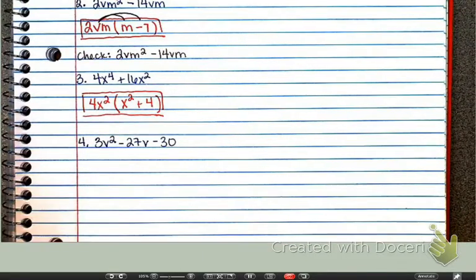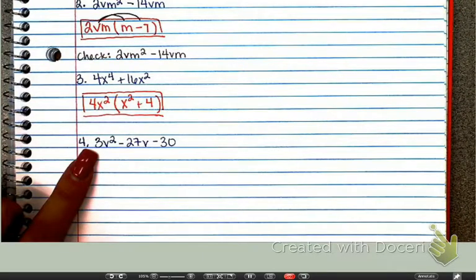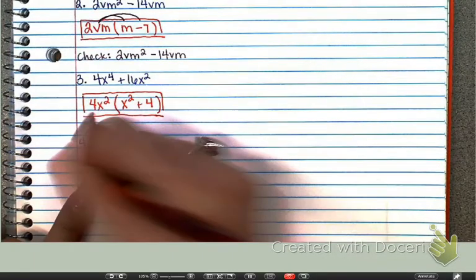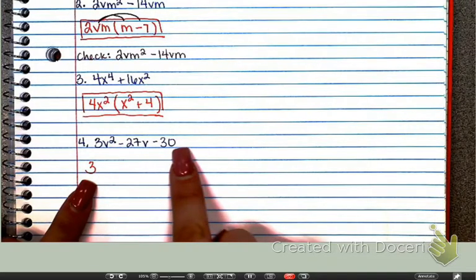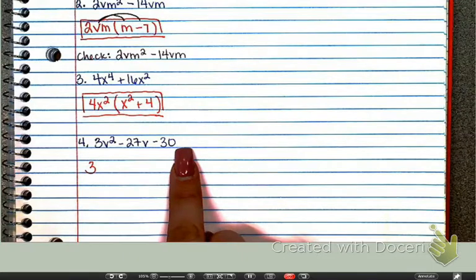3. The largest number is going to be really the smallest number in your terms, right? So I know 3 goes into all of them. Can I pull out v's? No, Connor, why not? Because 30 doesn't have a v. 30 doesn't have a v, so I can't pull it out.